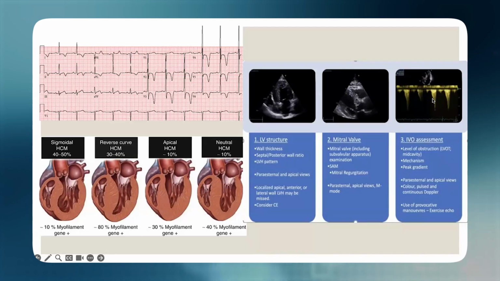This is due to dynamic LVOT obstruction. This obstruction is not at the aortic level. These are the echo features. They can be asked, so you can go through it once. But remember, SAM of the anterior leaflet of the mitral valve, dagger pattern in continuous wave Doppler, and hypertrophic left ventricle with dynamic obstruction. These are the hallmarks.